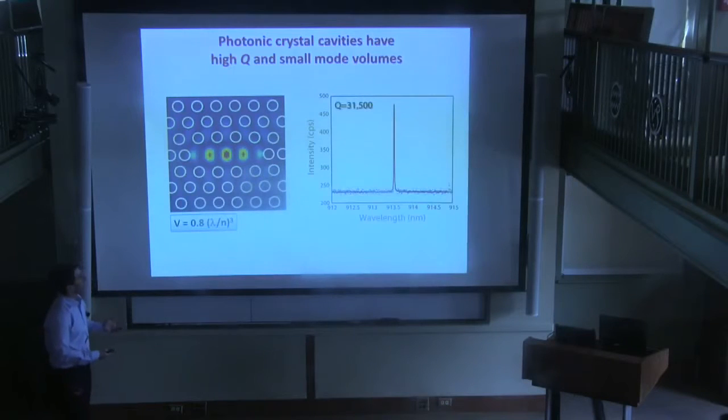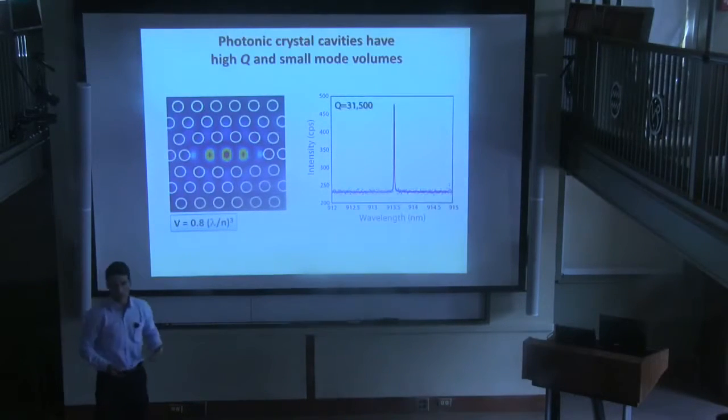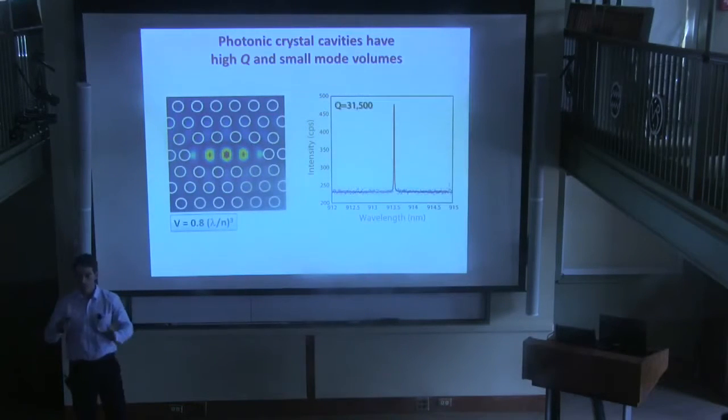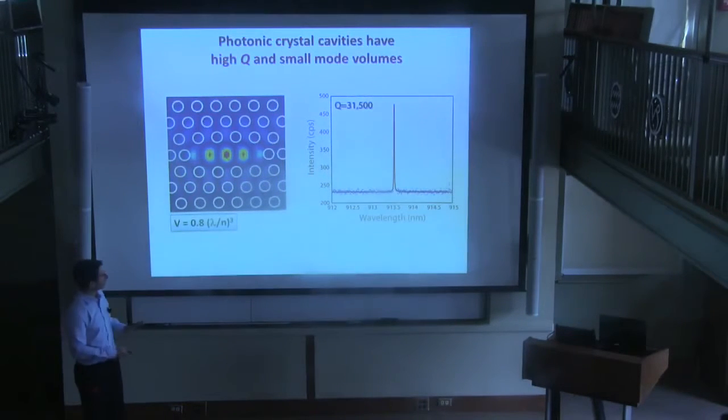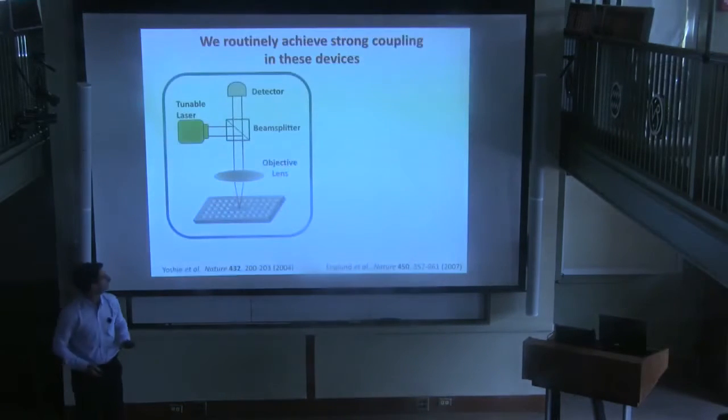And if we measure the cavity Q, we can see Qs as high as 30, 40,000. These, I have to admit, are hero devices. We don't routinely get this. Routinely, we achieve about 15,000, but it's usually within that range. And that's good enough to get into the strong coupling regime.